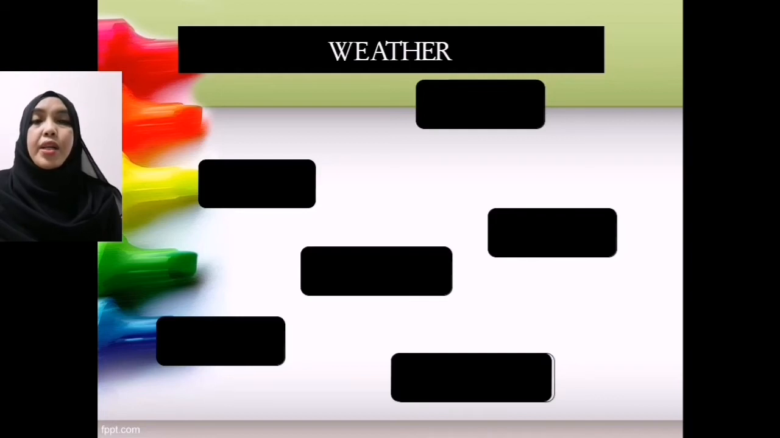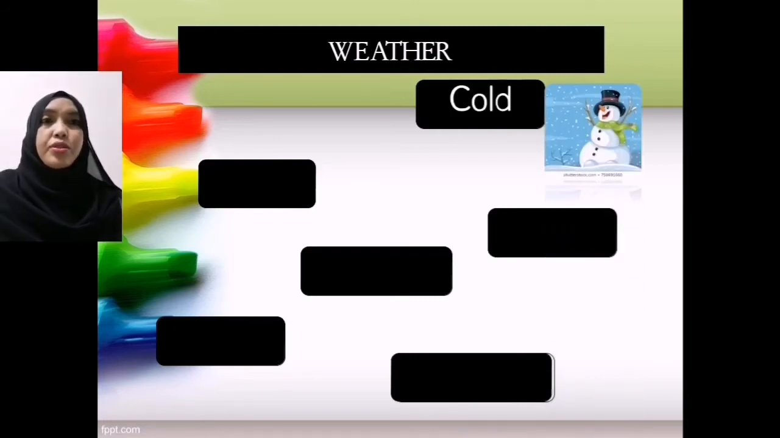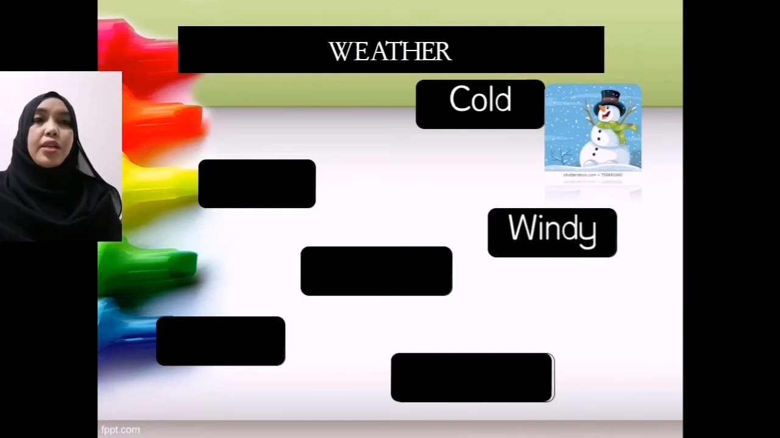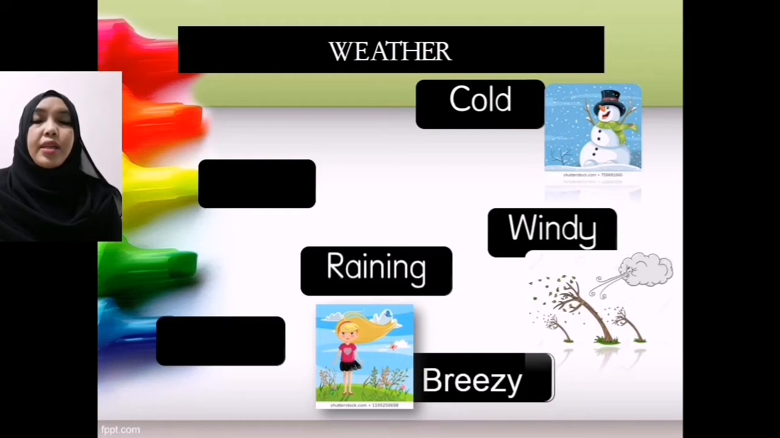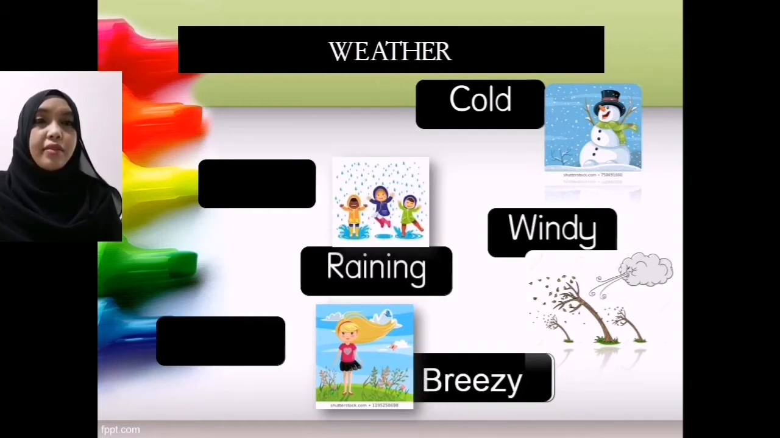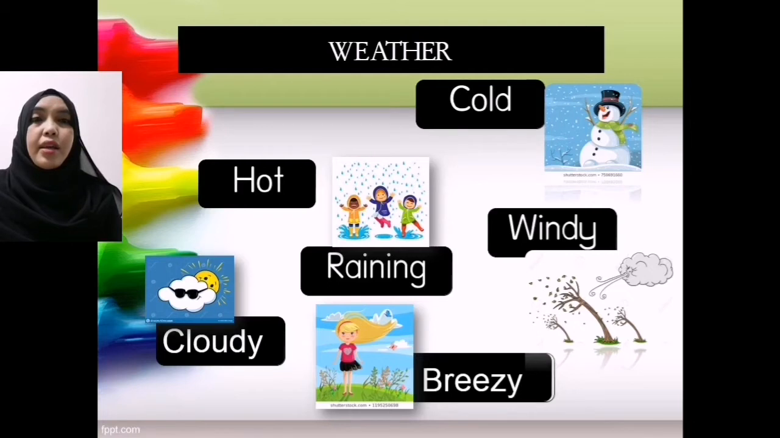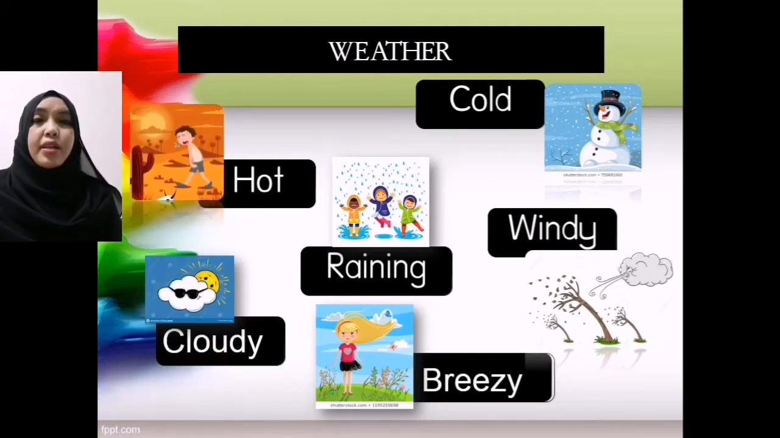Now, we will learn about weather. What's the weather today? Look outside the window. Oh, it's cold. It's windy. It's breezy. It's raining. It's cloudy. And it's hot. We read the words together. Hot, cold, windy, raining, breezy, and cloudy.